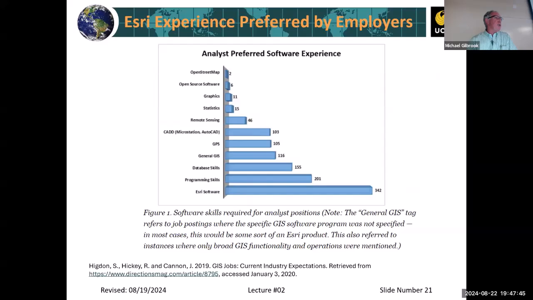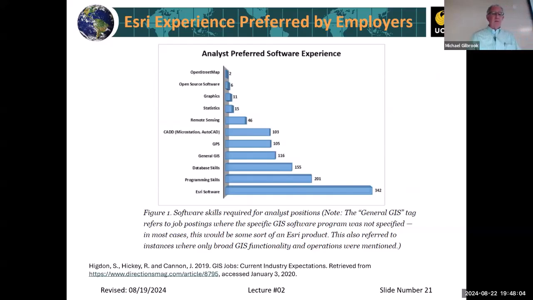So why are we teaching you to use the Esri family of products and not, for example, something called QGIS, which is a free public domain open source product? Anybody ever heard of QGIS? A couple of people? Okay.